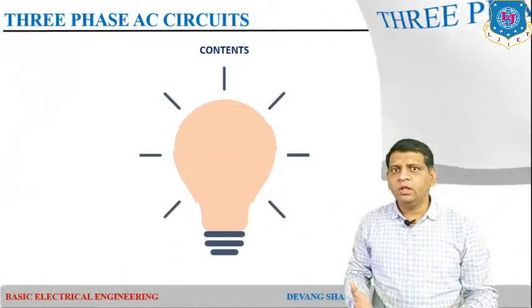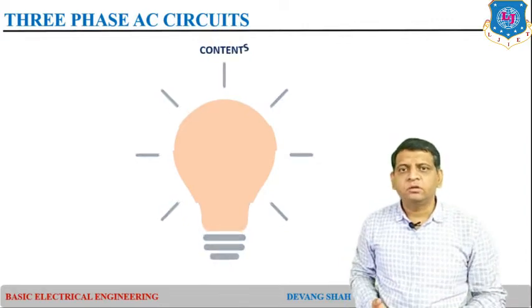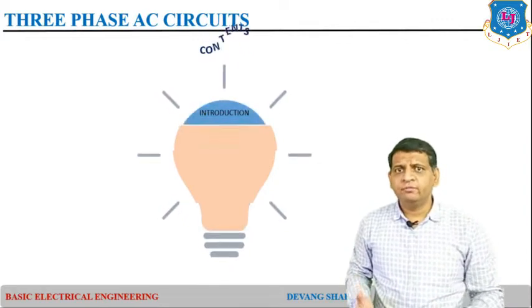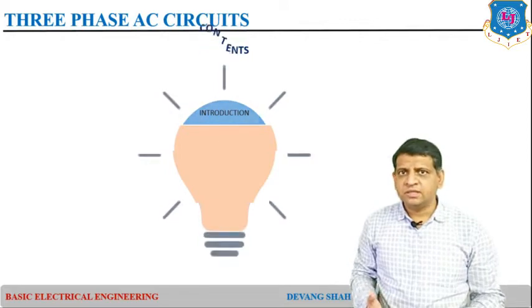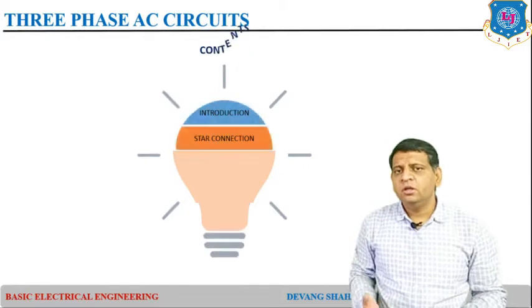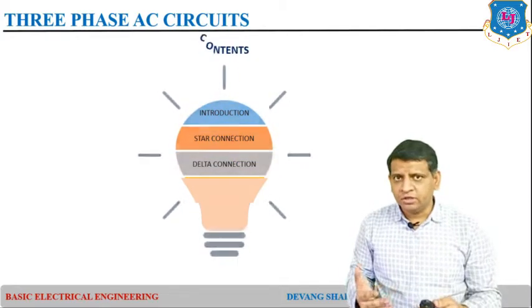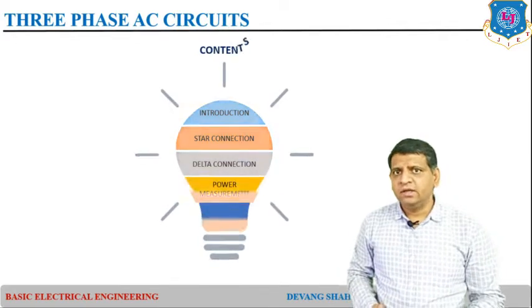So if we talk about our content, what we have been learning in this particular part: we have gone through the introduction of 3-phase AC circuits, then we learned about the 3-phase star connection. Today we are going to learn about the delta connection, or 3-phase delta connection, and then power measurement.